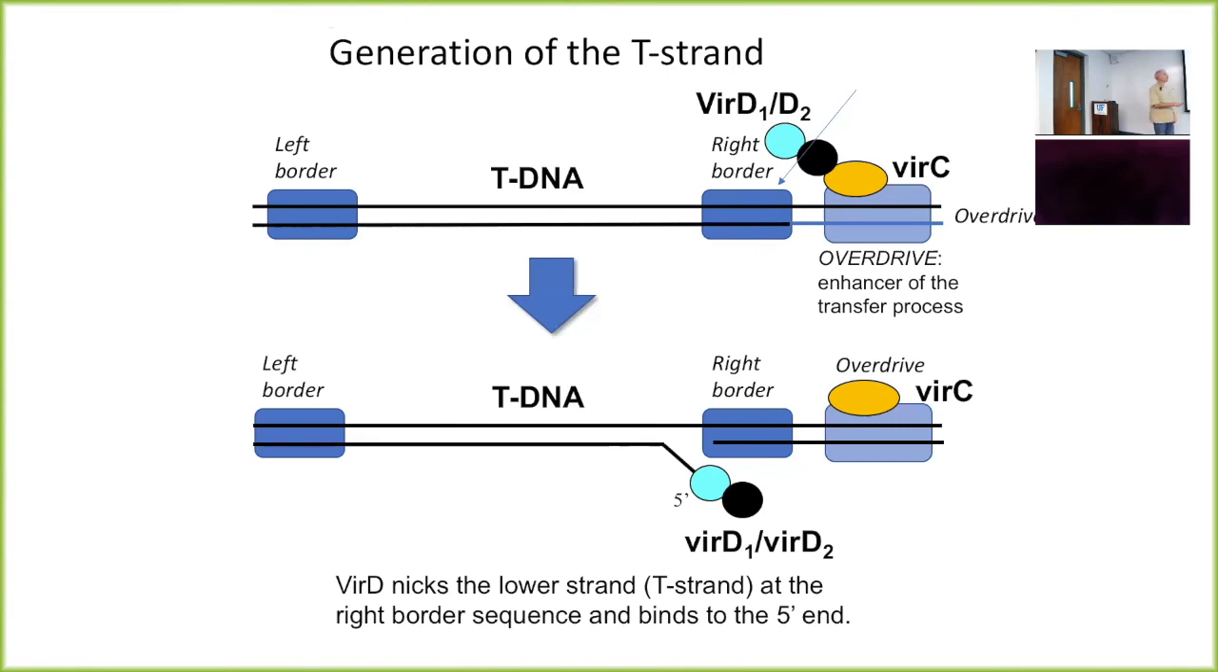What would happen if I moved overdrive over here? What would be the consequence if I did that? Affinity to the left border. It cut here first. Yeah. And then we start transferring that way. And then we transfer the entire Ti plasmid and it'd get over here and make the second cut. And it would transfer everything except the T-DNA.